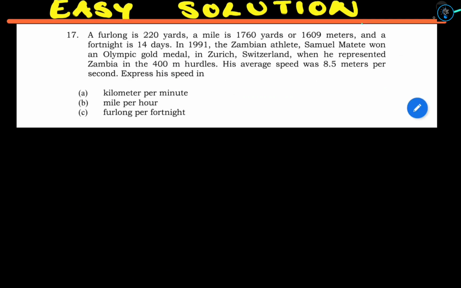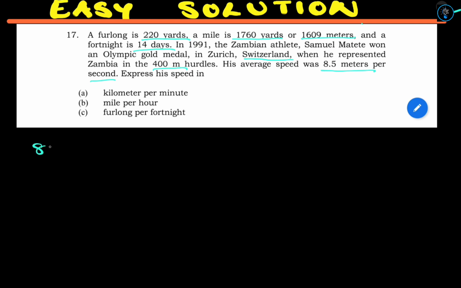Okay, so that's it for question 16. Okay, so question 17, we are told that a furlong has that number of yards, a mile has that number of yards, or that number of meters. A fortnight, we are told it has 14 days. Then we are told that there's a Zambian athlete who went to Switzerland, and when he represented Zambia in this number of meters, his average speed was this amount per second. We are told to express the speed in kilometers per minute.